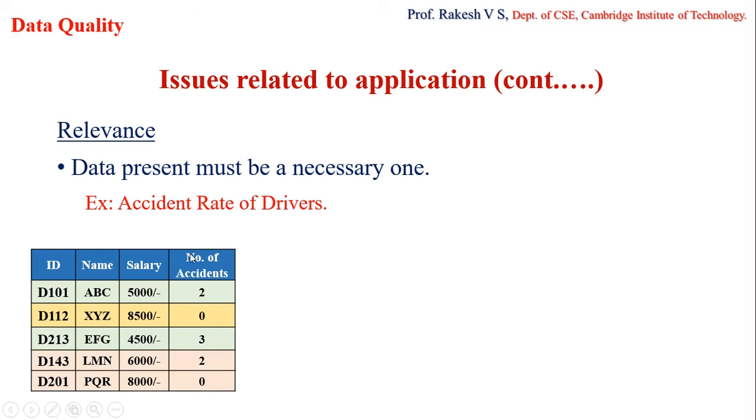If I look at this data set, data is there regarding the name of the driver, his salary, and the number of accidents he has had. But actually, what I need here is the gender and the age information, which is missing from this particular data set. That is the relevance I'm talking about here. Whatever data is given to us must be relevant for the analysis. This data is not actually relevant for the analysis.